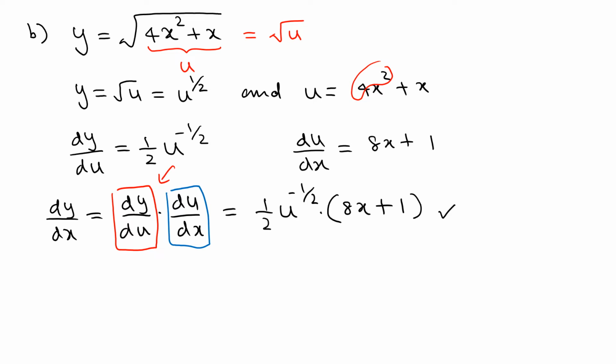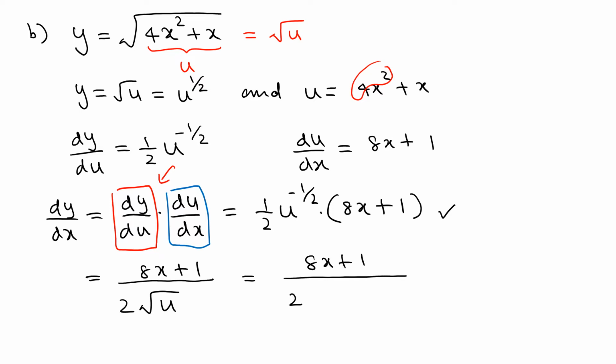So we can write this as (8x plus 1) times the derivative of the square root of u, and then you can substitute for u. You substitute for u, and you get (8x plus 1) over 2 times the square root of u, where u equals 4x squared plus x.